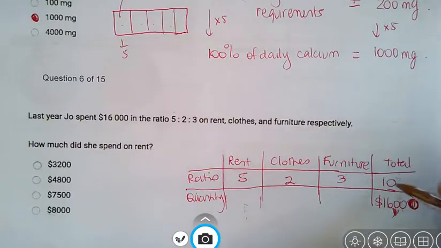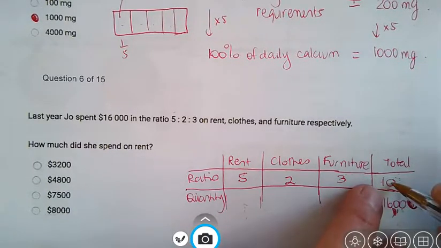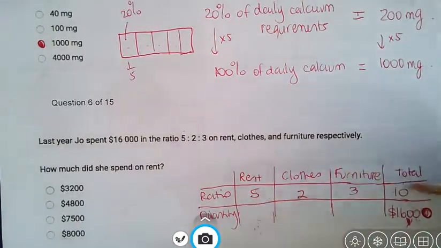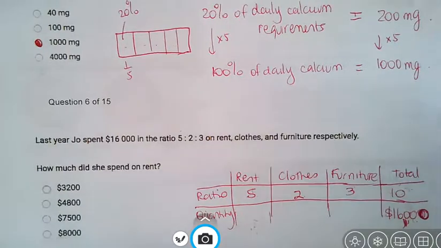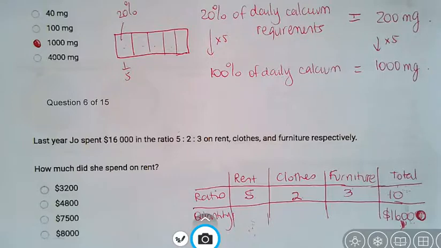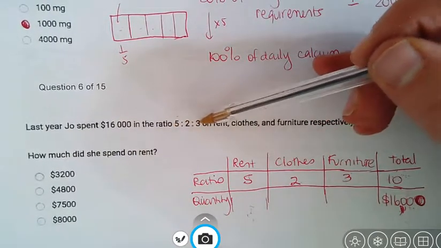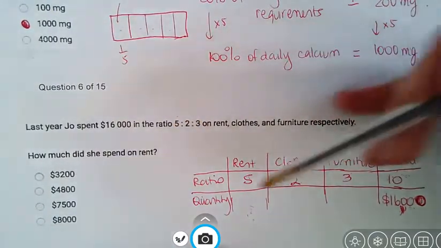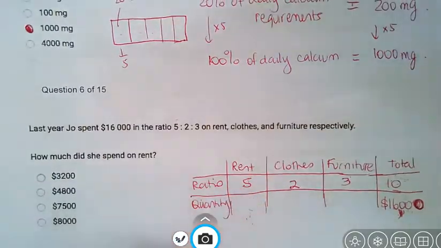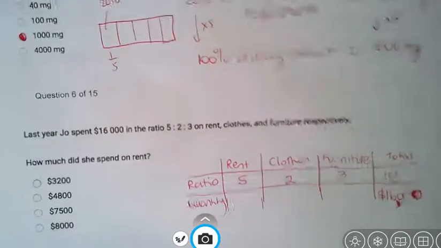If 10 parts is 16,000, what's 5? Isn't 5 half of 10? So girls, what we've got to do is say 10 times what is 16? We've got 5 and 2 parts and 3 parts, and that adds up to 10 parts, and 5 of those parts is the rent. Isn't the rent half of what you're spending everything on?